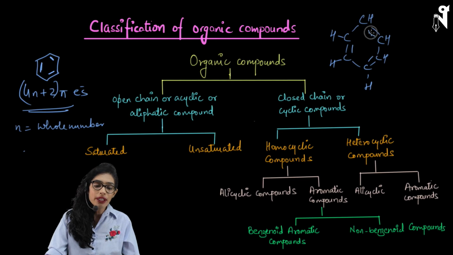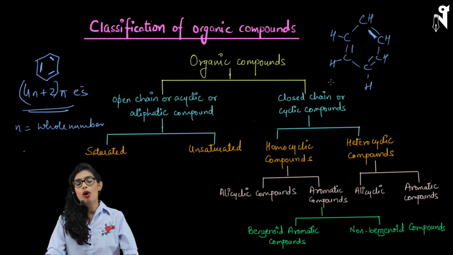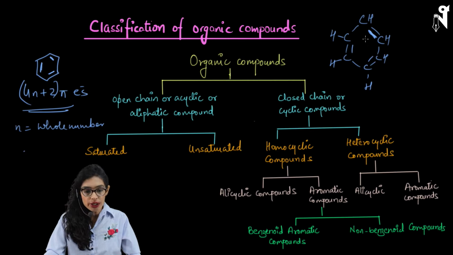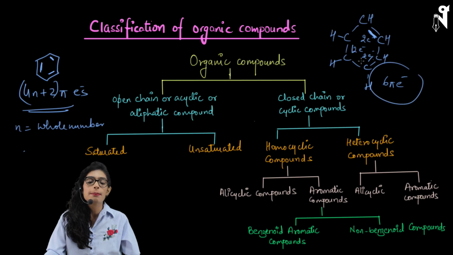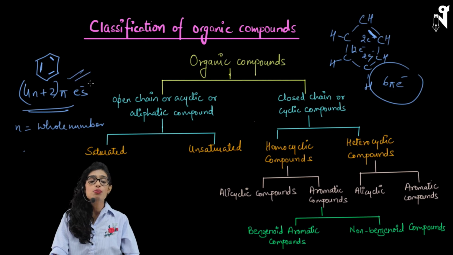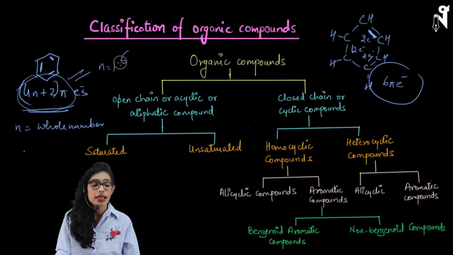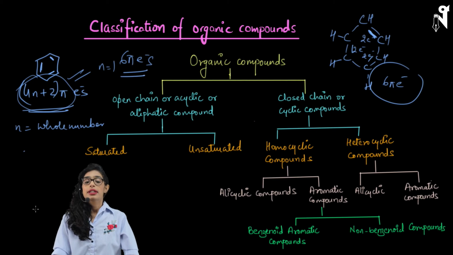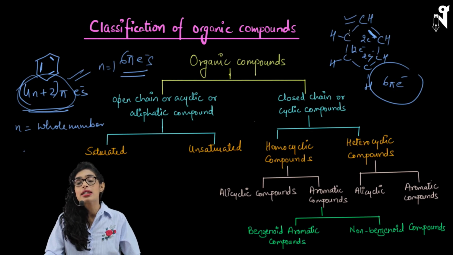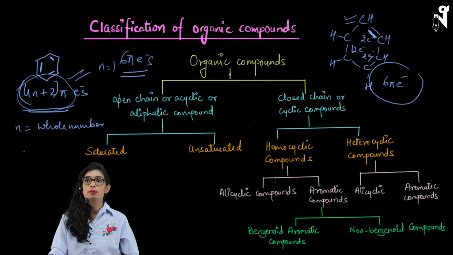Now, if you see how many pi electrons it has, each pi bond consists of 2 pi electrons. So 2 electrons here, 2 electrons here, and 2 electrons here. So in total, this particular compound contains 6 pi electrons. Does it follow this 4n plus 2 pi electrons rule? Yes, it does, where n is equal to 1. If n is equal to 1, then it will give you the value of this thing as 6. So this compound has 6 pi electrons, and this is the basic condition to know whether a compound is aromatic or not.